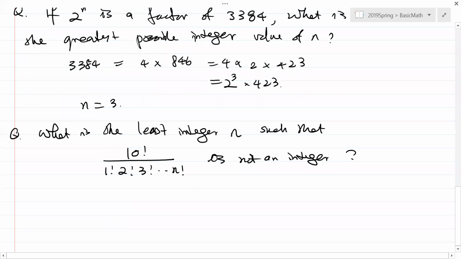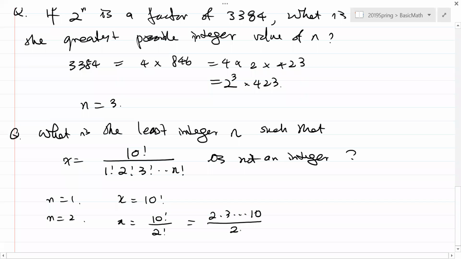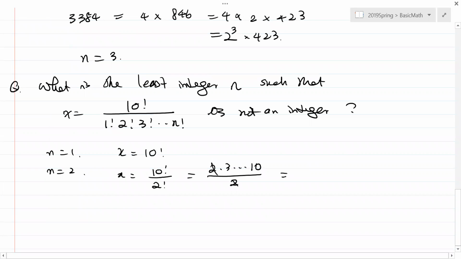You can try one by one. If you try one by one, it takes much longer time. But at least you see that if n equals one, it's an integer. When n equals two, let's call it x. So x is going to be 10 factorial, it's an integer. N equals two, x equals 10 factorial divided by 2 factorial, it's also an integer, okay? Because 2 factorial is just 2. So it's going to be 2 times 3 all the way to 10 divided by 2, canceled out. It's going to be an integer, right? But you cannot probably try to do that step by step. So it's going to be 3 times all the way to 10. It's an integer.